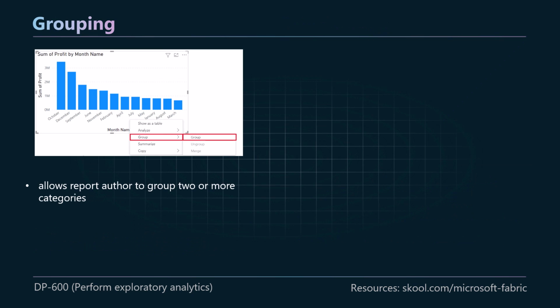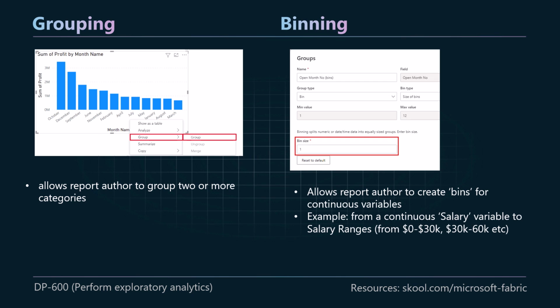So grouping allows report authors to group two or more categories within a visual. We can create groups of months in this example, or anything really that makes sense for the particular visual that you're creating. Now, when your data is continuous, so it's numeric, you might want to use binning. And binning basically allows you to create different bins for these continuous variables.